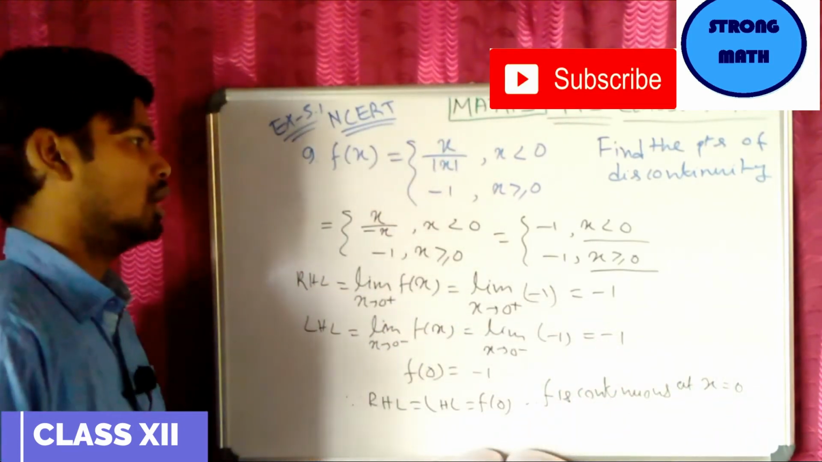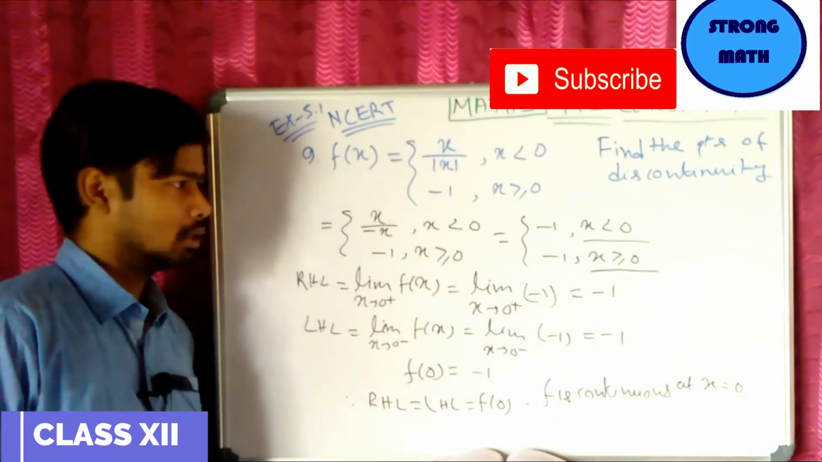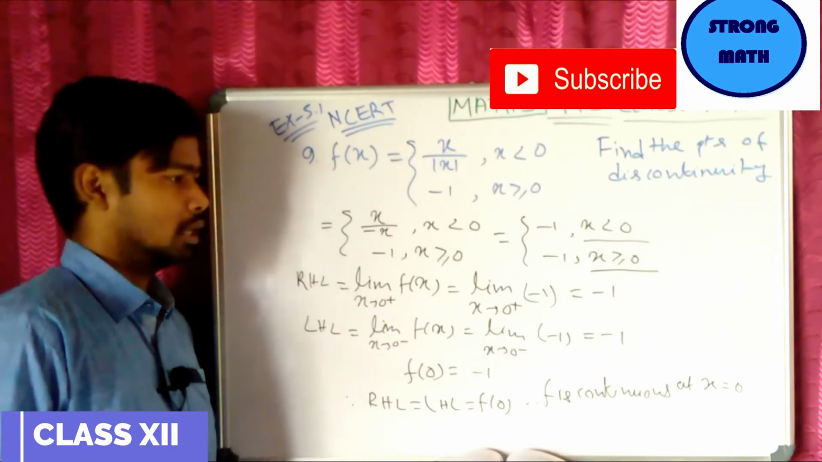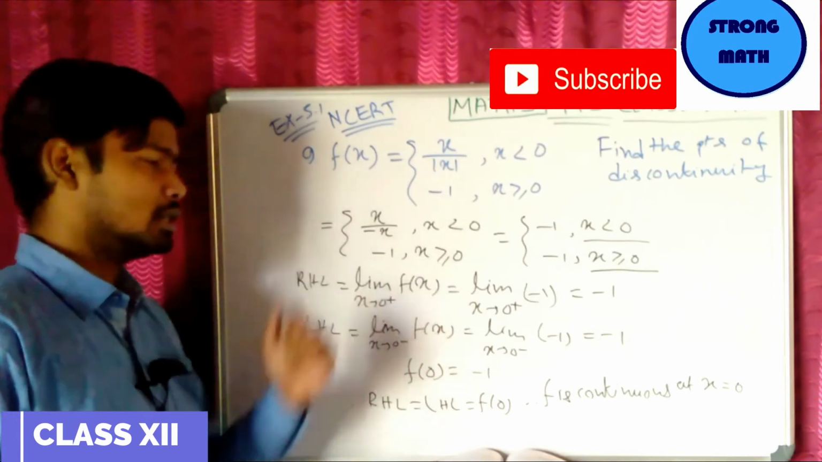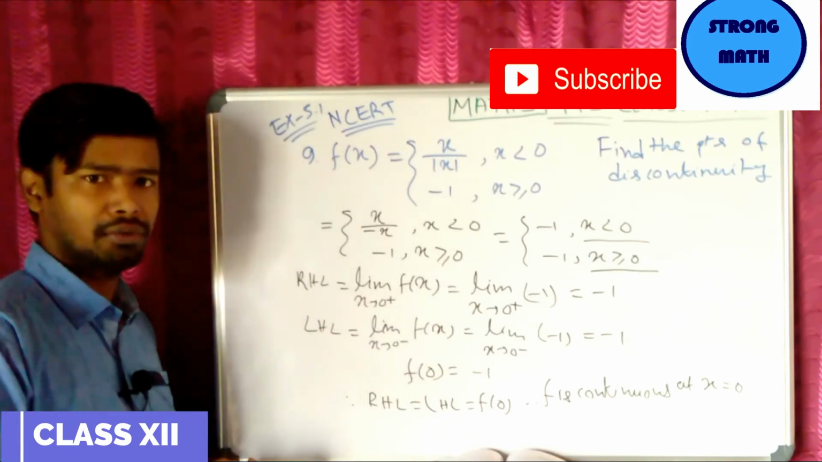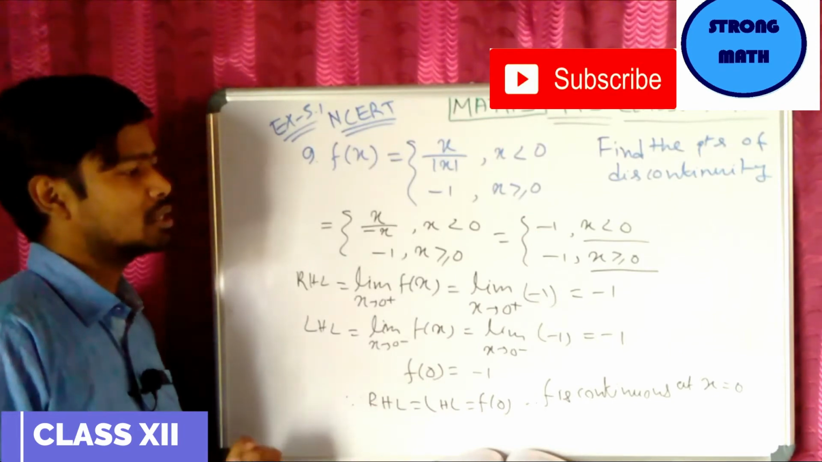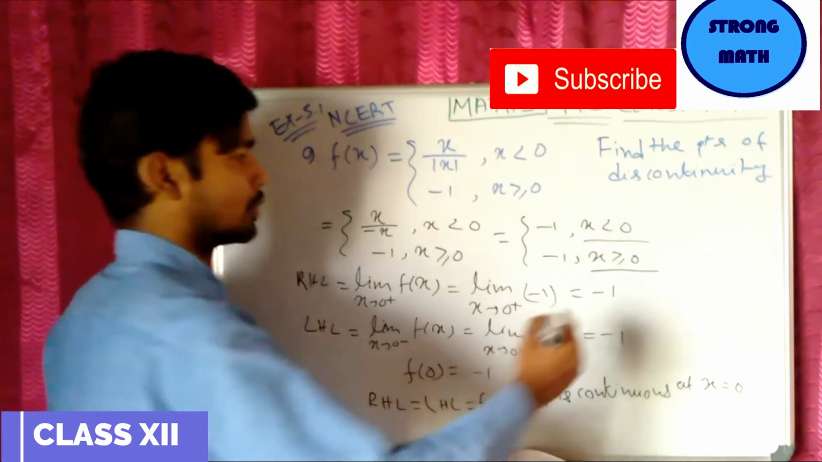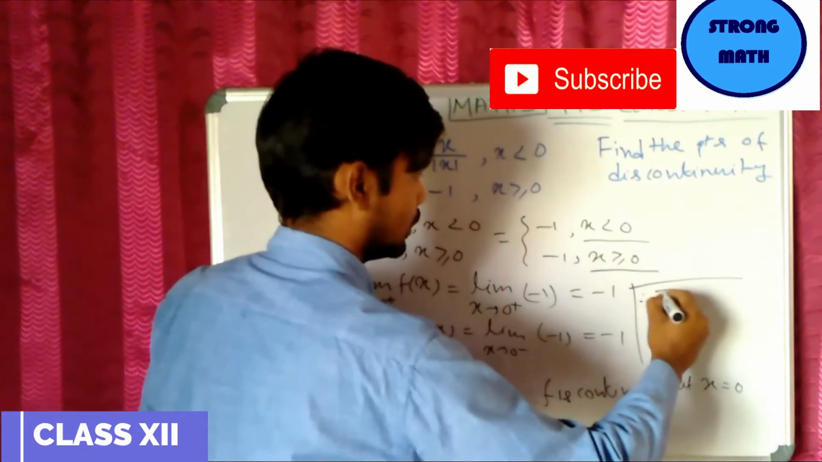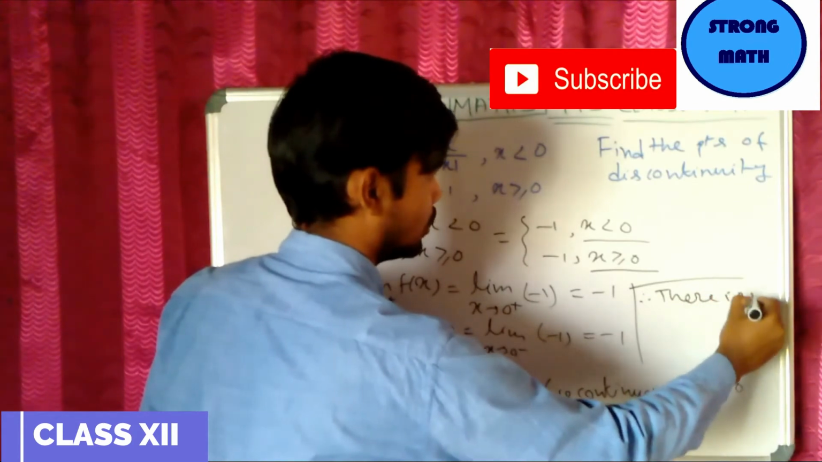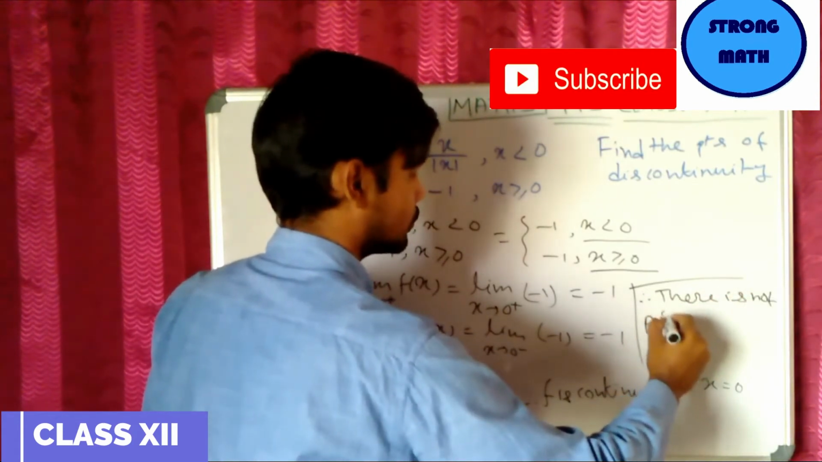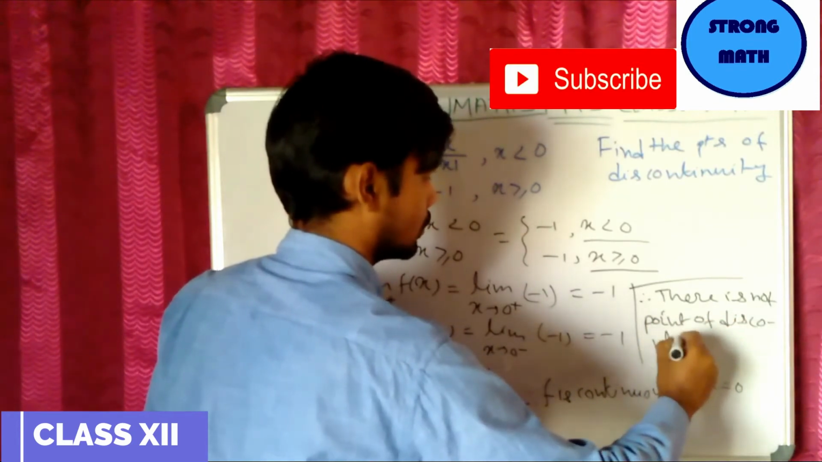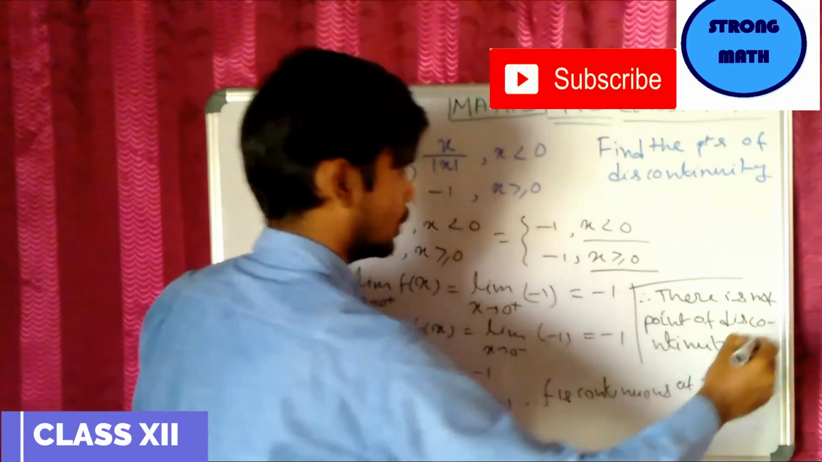Since 0 is the only point where the function is broken and there is no break at any other points, and at the point 0 the function is continuous, we can write that the function is continuous at every point, that is, there is no point of discontinuity. So write, therefore there is no point of discontinuity. Clear?